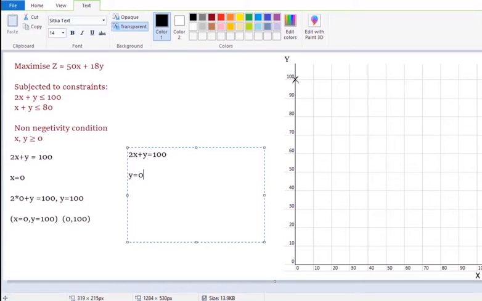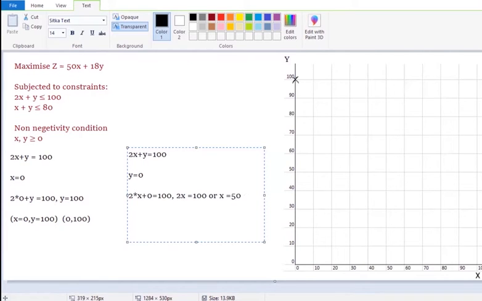So when I put y equal to 0, we will get the equation as 2 into x plus 0 equal to 100. So what does that mean? That means 2 into x, that is 2x, equal to 100, or x equal to 50.